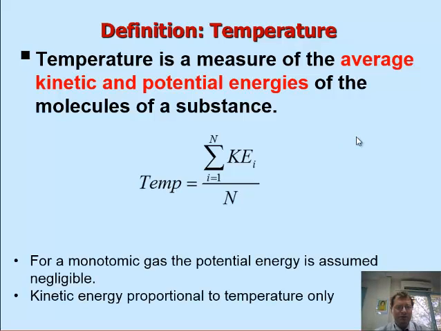Now in this situation we've got to recognise that for most monatomic gases the potential energy is assumed to be negligible, so it's assumed to not have an impact. So therefore, as we can see from the formula, the average kinetic energy of the particles is proportional to temperature only, and that's that key relationship.